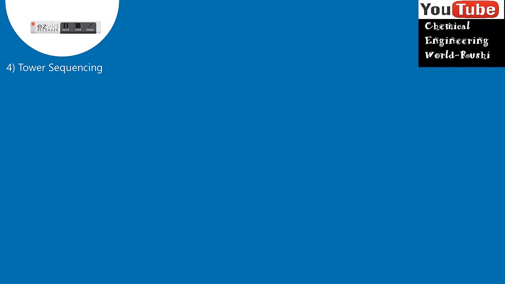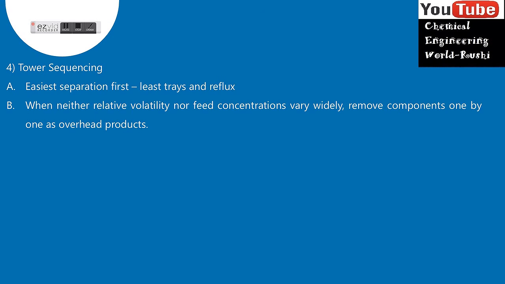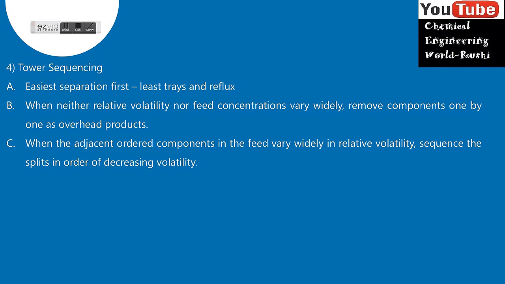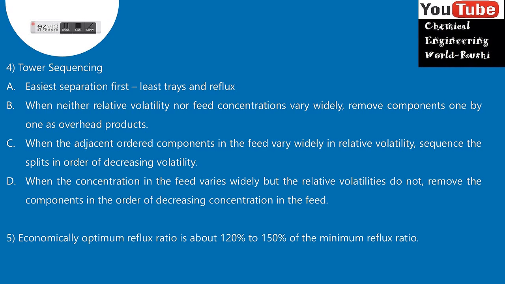4. Tower sequencing. A. Easiest separation first, least trace and reflux. B. When neither relative volatility nor feed concentrations vary widely, remove components one by one as overhead products. C. When the adjacent ordered components in the feed vary widely in relative volatility, sequence the splits in order of decreasing volatility. D. When the concentration in the feed varies widely but the relative volatilities do not, remove the components in the order of decreasing concentration in the feed.